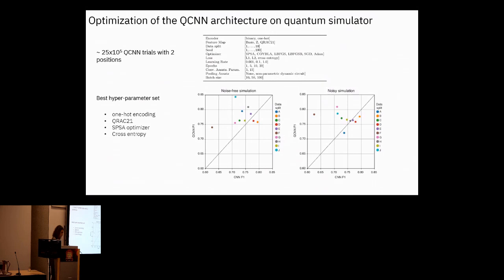So the plot represents a mean F1 score on the y-axis, the quantum convolutional neural network versus the classical convolutional neural network. On the left side is a noise-free simulation. On the right side is a noisy simulation. And you can see that overall, the mean F1 score evaluated from the quantum convolutional neural network has higher value than that calculated from the classical convolutional neural network. And specifically, in one case, the quantum convolutional neural network reached a value of 0.8.